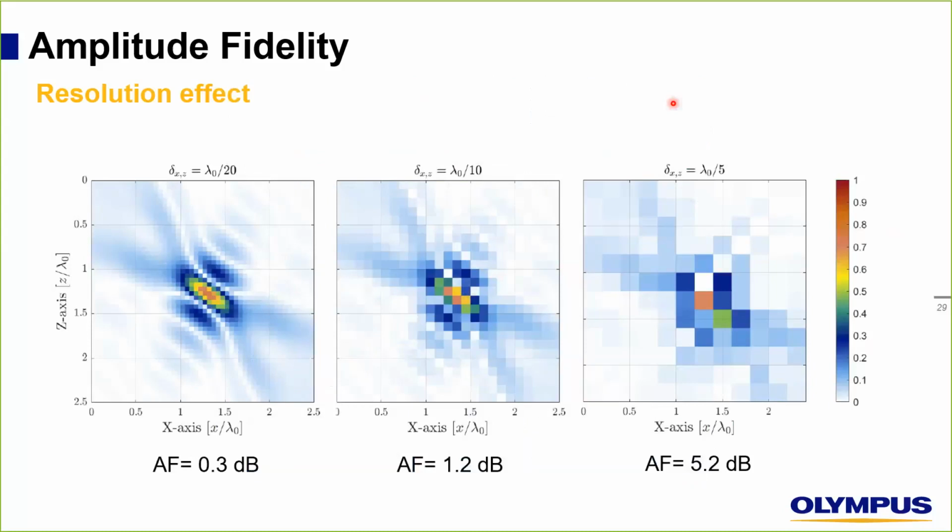Resolution effect on amplitude fidelity. Actually, this one was treated in other webinars as well, so I will go fast on this one. As you can see, we are moving from a resolution of 5 points per wavelength to 20 points per wavelength. And we see that amplitude fidelity is going from 5.2 dB to 0.3 dB, which is of course good to have. Even 1.2 is still compliant with the code, of course.